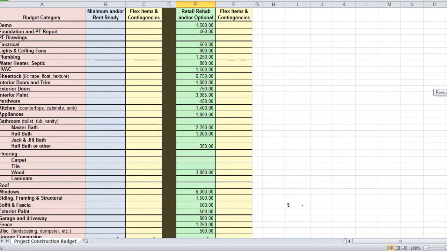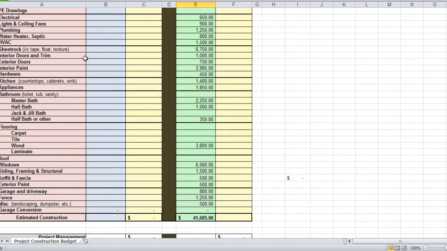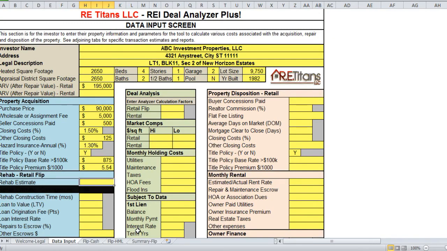So we'll go down here, we've worked up our budget. You'll notice that we have all the different categories. In this case, we've determined that our rehab estimate for the property should be $41,685. Back to the analyzer, I'm going to enter the amount of our rehab in the rehab estimate field. Next, I'll enter our rehab construction time estimated in months. For our example, we're estimating it will take us 90 days or 3 months to complete the rehab.